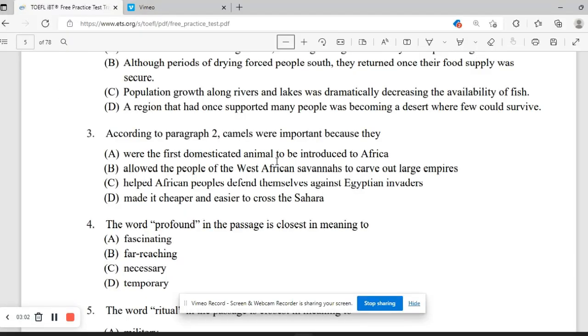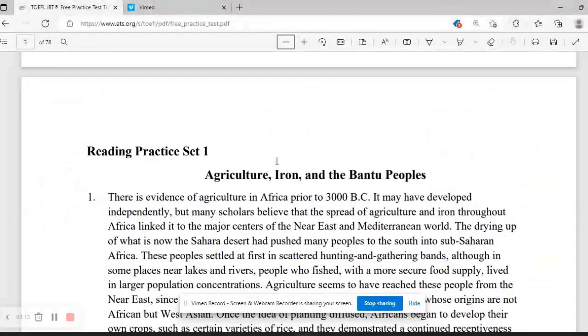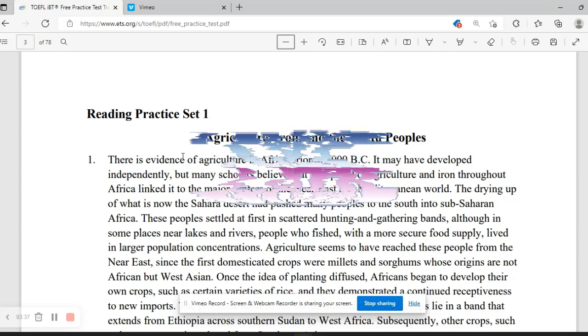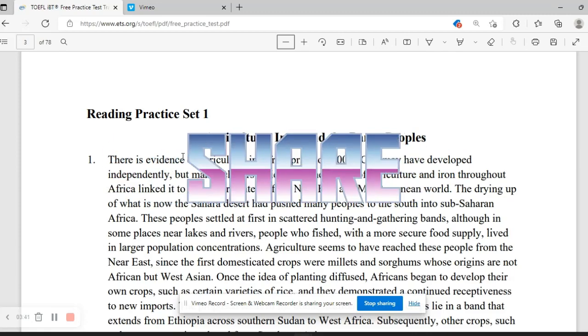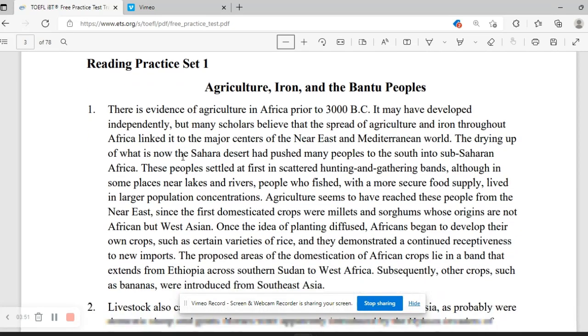The ETS website lists the questions that you will have on the test. Here is a reading practice test. If you go to their website, you will find all the PDFs for practicing. Here is one: the reading practice set one, agriculture. I'm not going to read the passages to you, because today's video is about making you familiar with all the types of questions that will be asked on the reading test. So let's get to that.